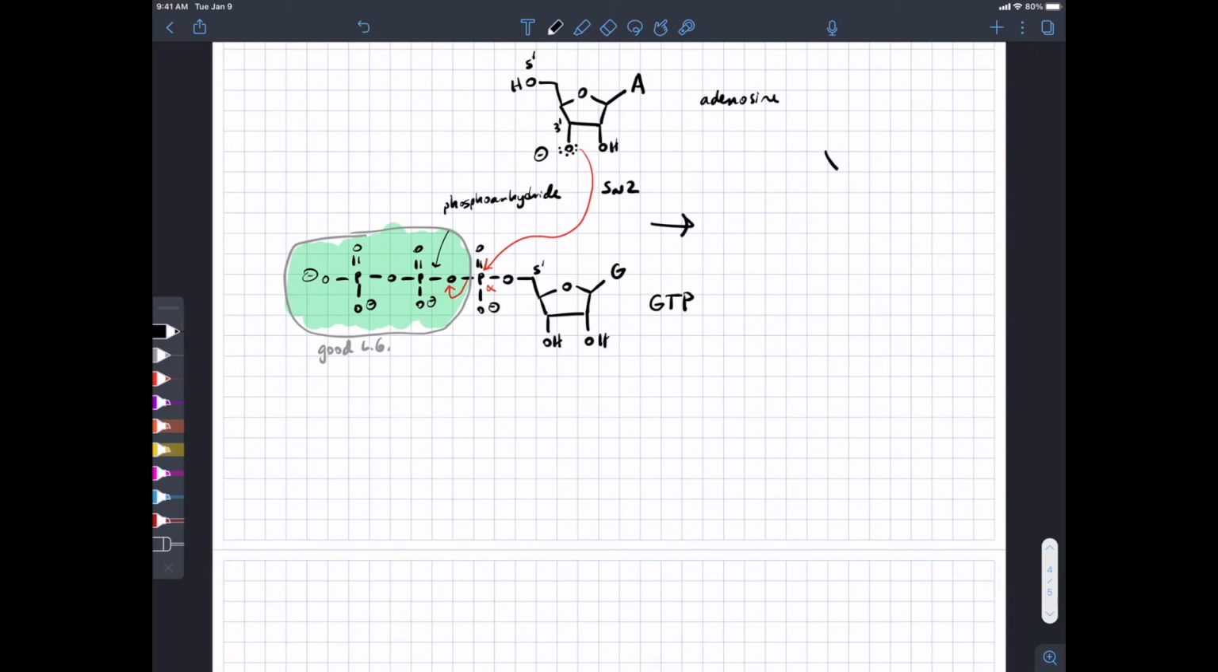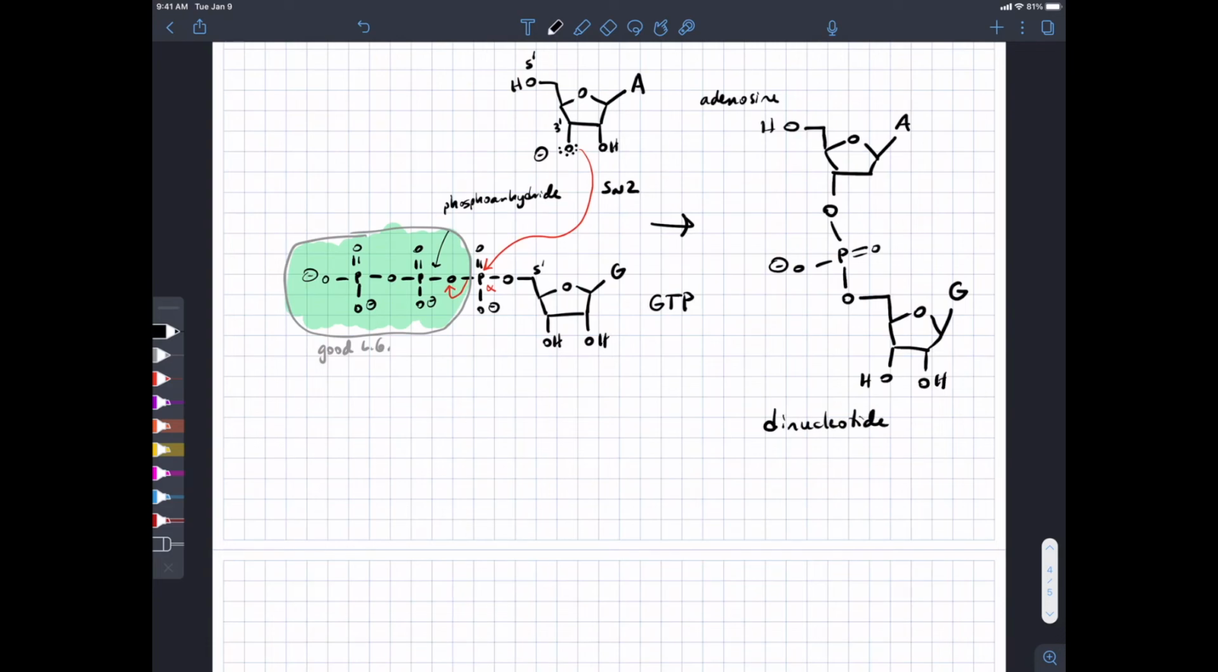Now the 3' hydroxyl group of our adenosine is bonded to the phosphate, the alpha phosphate group of what used to be GTP. Okay, and now we have a dinucleotide. We're not going to worry about what it's called. Sometimes people do, but we won't.